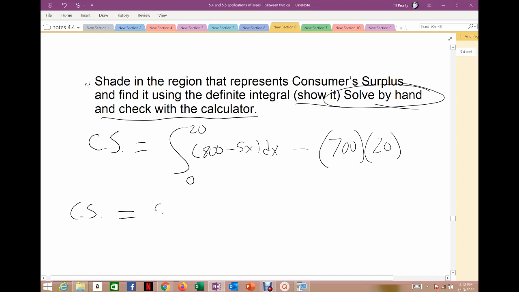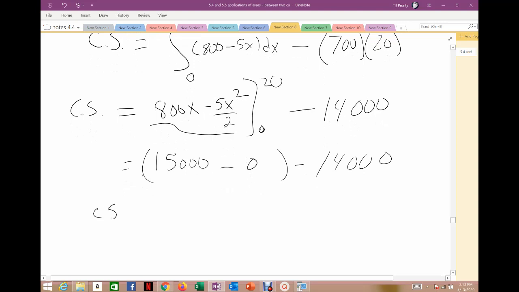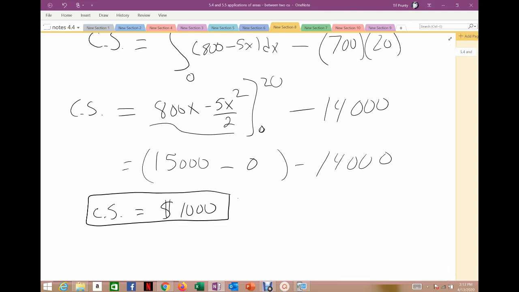First thing we do is find the general antiderivative, which is 800x minus 5x squared divided by 2, from 0 to 20, minus 14,000. If I take 700 times 20, it's 14,000. So I have to solve this. This one's not too bad, because I only really have to plug the 20 in, because when I plug 0 in, it just subtracts away and is nothing. So when I take 20 and plug it into my general antiderivative, it comes out 15,000. 15,000 minus 0. And so it's 15,000 minus 14,000. So the consumer surplus is $1,000. That's the extra money that the consumers felt like they saved. They would have been willing to spend that, but they didn't have to. So that's the consumer surplus.